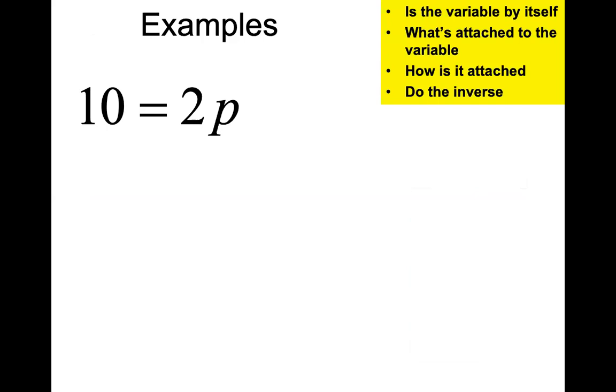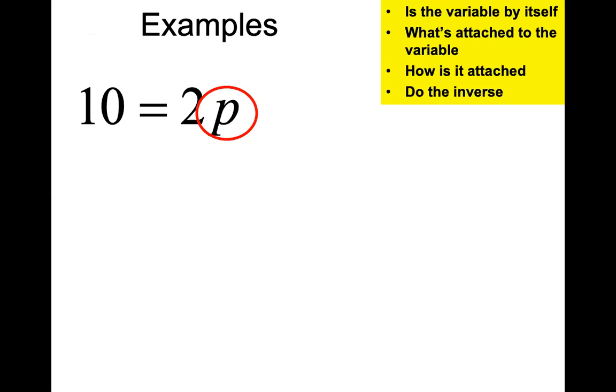Where's the variable? It's on the right side. What's attached to it? Two. The 2 is attached to the P. How mathematically is the 2 attached to the P? Multiplication. So to get rid of it, we do the inverse. What's the inverse of multiplication? Division.